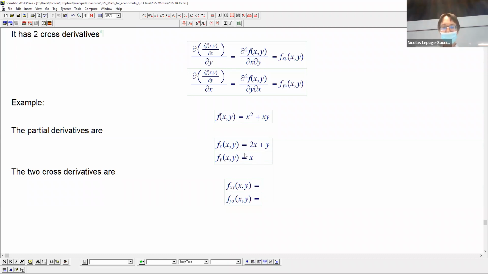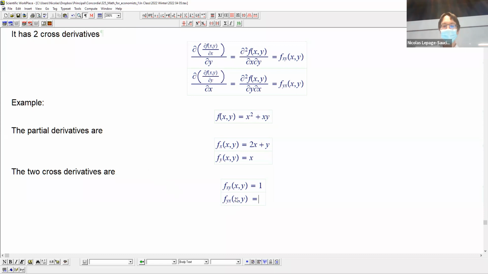So the second derivative is I derive once with x, so that's this one. And then I derive this with y. And what do I get? So this 2x, there's no y in there, so this disappears. And the derivative with respect to y is just 1, right?